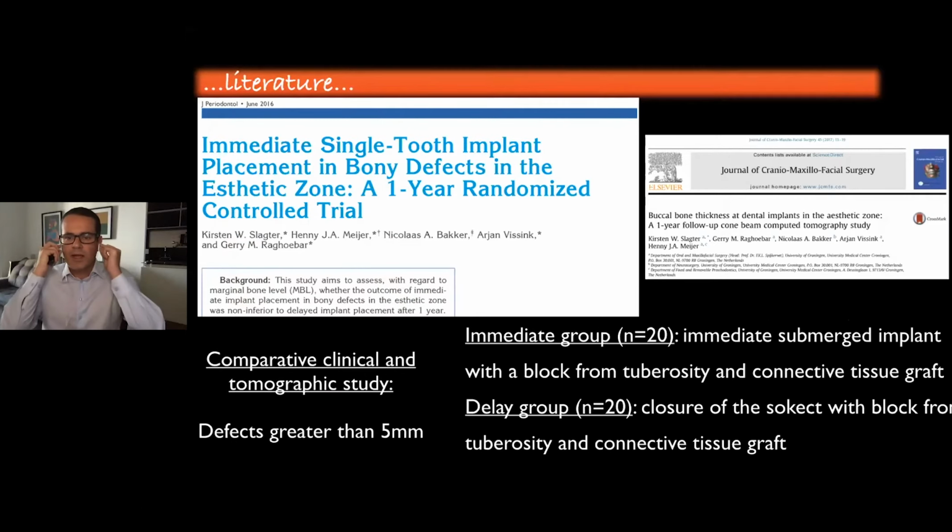And then we have, I think, the best evidence so far, published in 2016 in a randomized controlled trial comparing the immediate implantation at defects greater than 5 millimeters at the buccal wall. What they did was a comparison in an immediate group which received the immediate submerged implant with a block from the tuberosity and a connective tissue graft to a delayed group implantation where they performed the closure of the socket with block from the tuberosity and connective tissue graft.